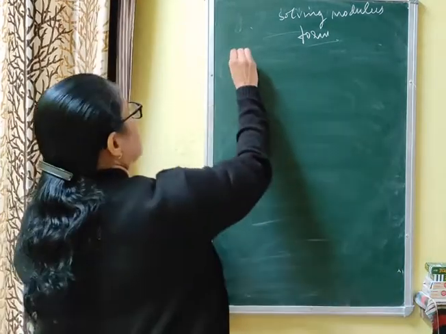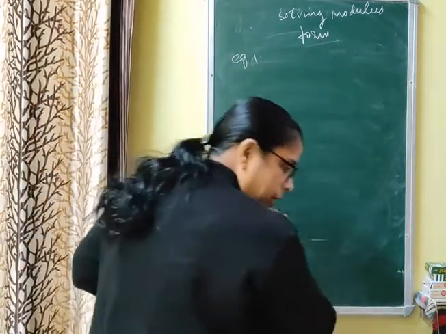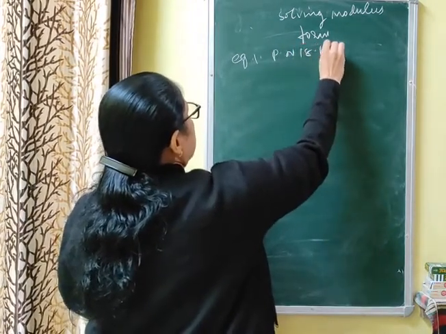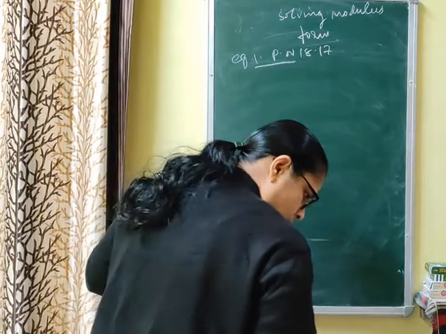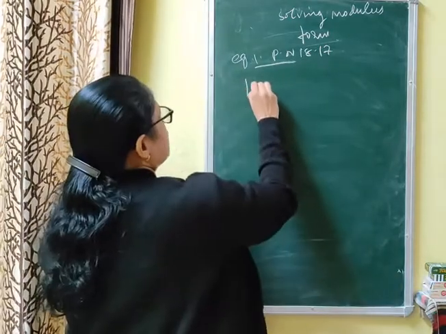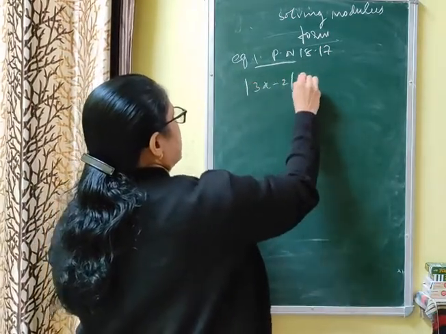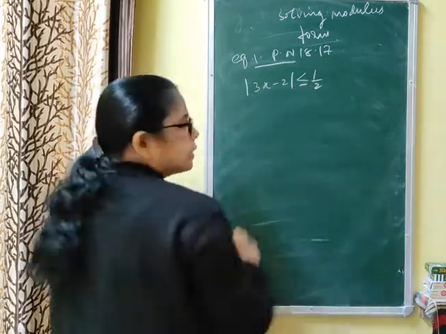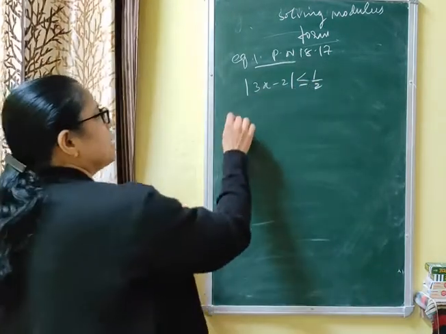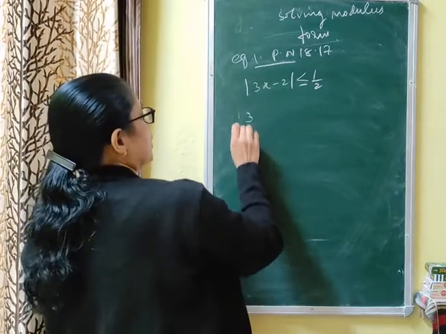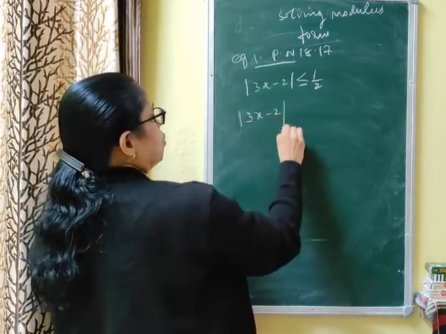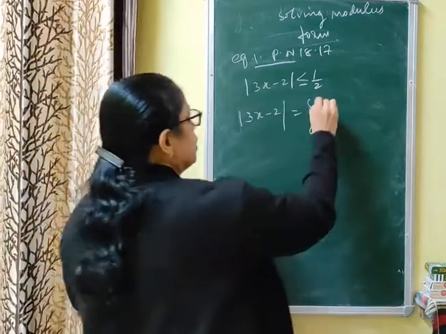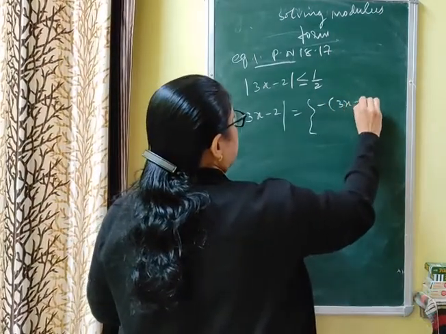Now let us start example 1, page number 18.17. I am reading the question. Solve mod 3x minus 2 less than or equal to 1 by 2. I am not following R.D. Sharma method. First of all, I will redefine it. Mod 3x minus 2, this is very important not only for class 11 but also for class 12. Be careful. Minus of 3x minus 2.